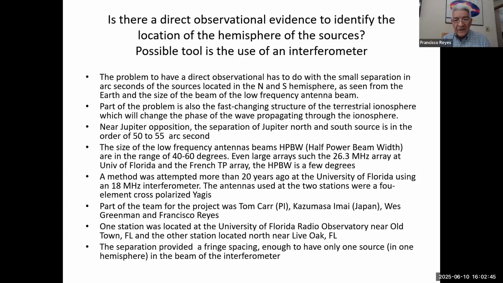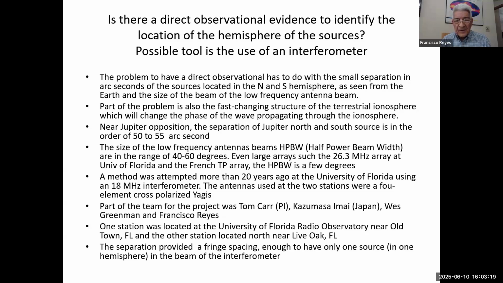the 26.3 megahertz array that we have here at the University of Florida, which has 640 dipoles at 26 megahertz, or the French TP array, the half power beamwidth is a few degrees. So you cannot even tell from which hemisphere you are receiving the emission. So we attempted something here many years ago.